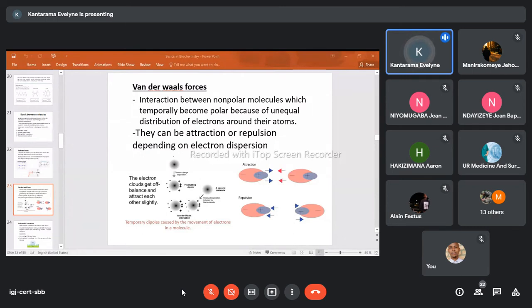Now, hydrophobic interactions. Hydrophobic substances do not mix with water.